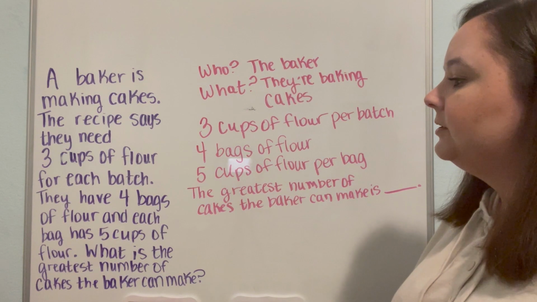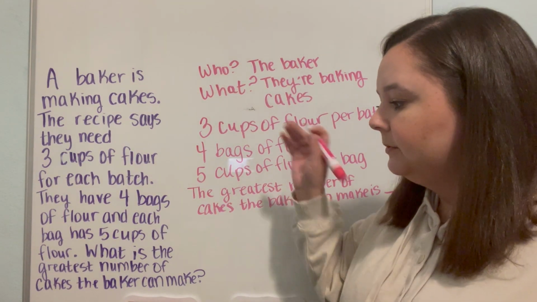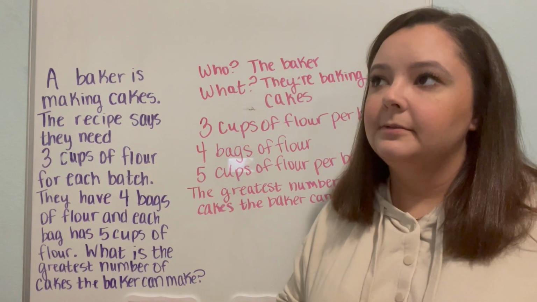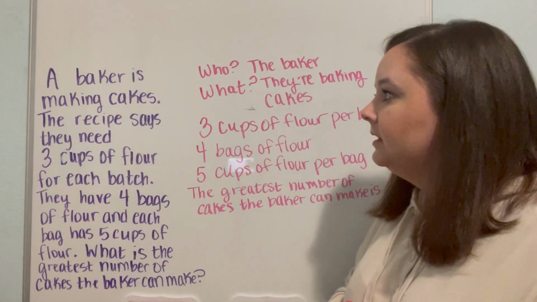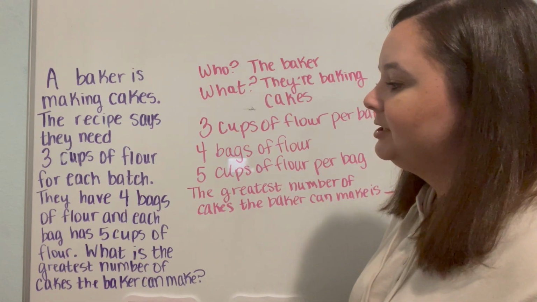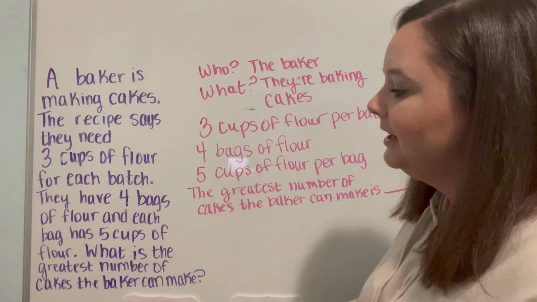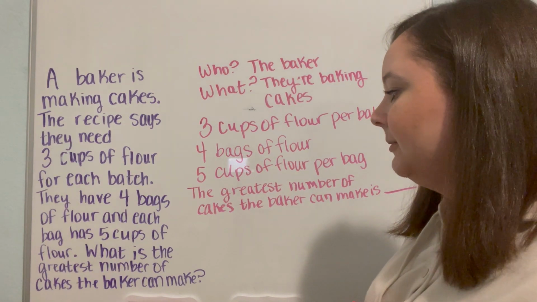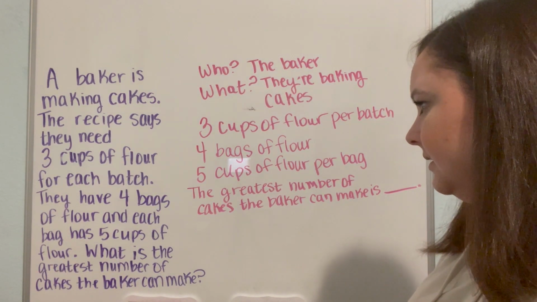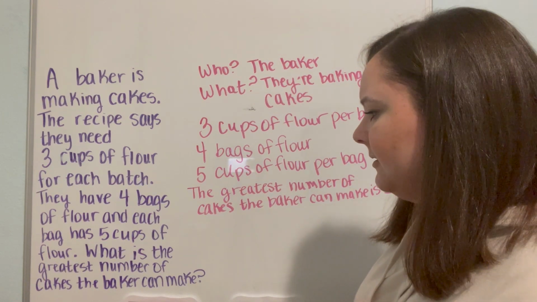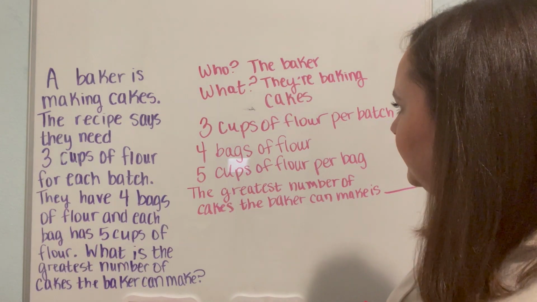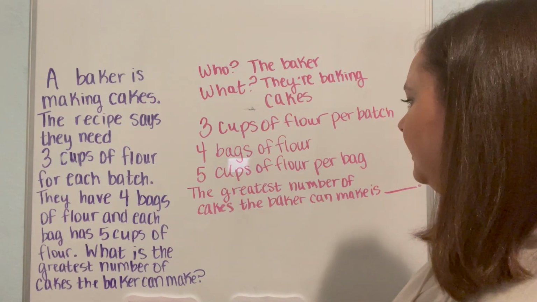Now I'm going to go back to my problem and I'm going to read through it one final time in order to put together my plan for how I'm going to solve the problem. So a baker is making cakes. The recipe says they need 3 cups of flour for each batch. They have 4 bags of flour and each bag has 5 cups of flour. What is the greatest number of cakes the baker can make? So in order to figure this out, I think I need to figure out what the total number of cups of flour is that we have.